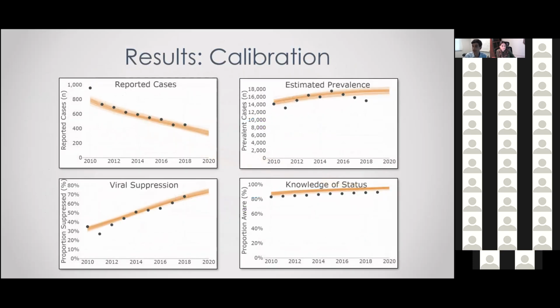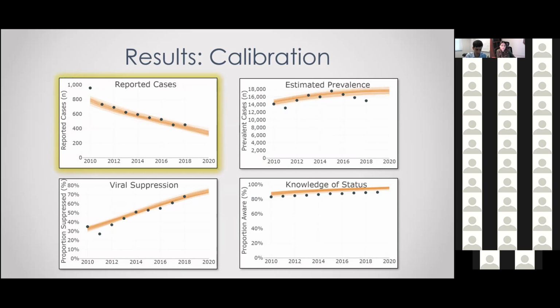So we're calibrating to 10 targets. Here's 4 of them. This is the calibration of reported cases, prevalence, viral suppression, and knowledge of status. I'll point out here that this knowledge of status data, the circles, are actually Maryland data. And based on what we know about testing at the Baltimore level, it estimates that Baltimore knowledge of status is probably a little higher than the state level.